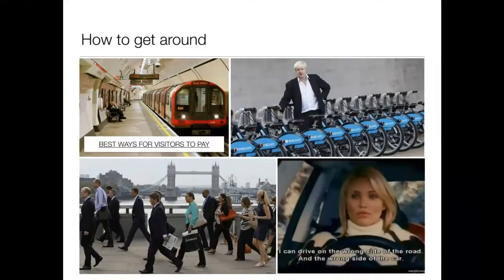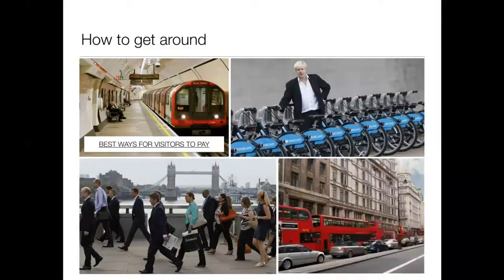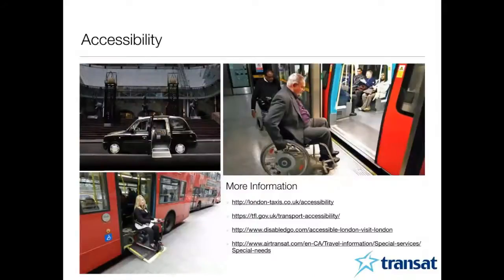As for driving, if you're one of those drivers who would be uncomfortable driving on the other side of the road, I would recommend you do one of the options I have suggested. London also has a variety of accessible transportation options. The black cabs, buses, and subways have ramps and accessible platforms. I've included links for more information for anyone interested.